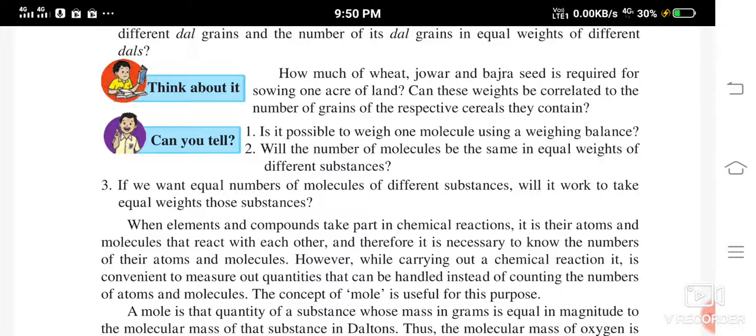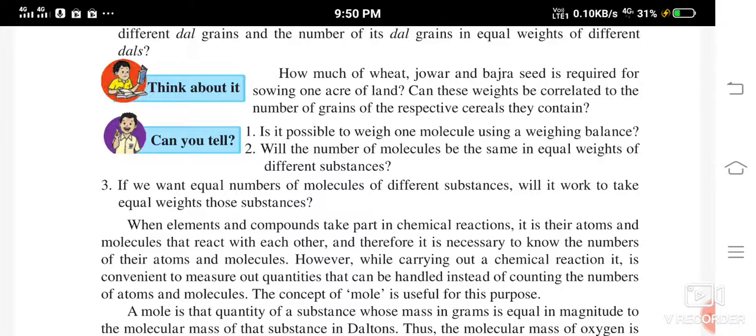Now, is it possible to weigh one molecule using a weighing balance? Of course, no. You will not be able to measure such a small amount, right? Will the number of molecules be the same in equal weights of different substances? If you take equal weights of different substances, will the number of molecules be the same?